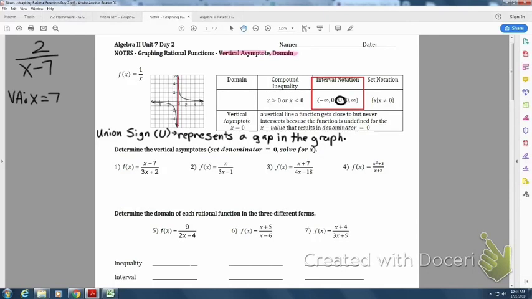Okay, so on number 1, I would take 3x plus 2. The numerator has nothing to do with the vertical asymptote. So I'm going to take that, set it equal to 0, subtract 2, divide by 3. I want you to go ahead and find the excluded value for 2 through 7. Go ahead and do 5, 6, and 7 on those. Just write it. Don't write it on the lines. Just write it right below there. Okay?